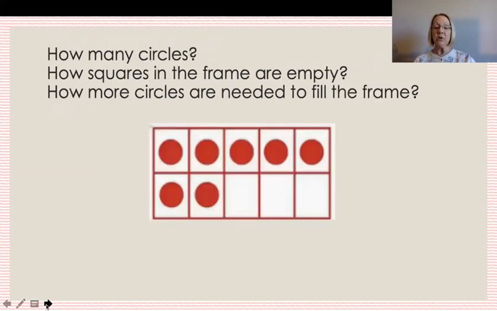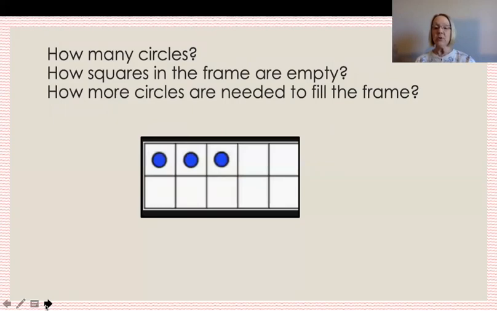How many circles? 7. How many squares in the frame are empty? 3. How many more circles are needed to fill the frame? 3. All right, so we just used the commutative property to say 7 plus 3 is 10 and 3 plus 7 is 10.